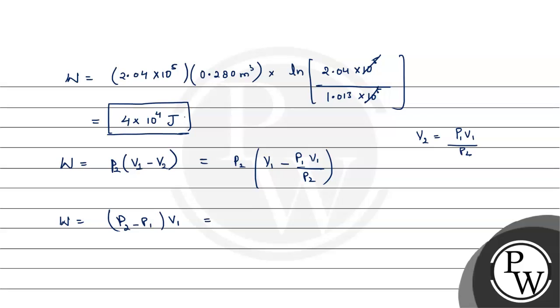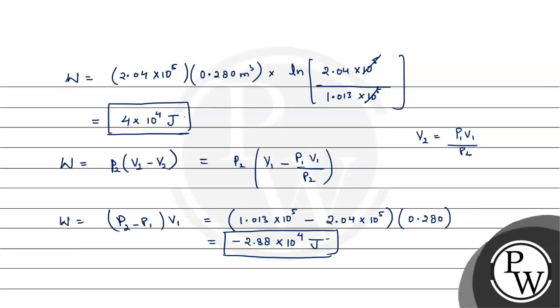So it will be equal to 1.013 into 10 to the power 5 minus 2.04 into 10 to the power 5, into 0.280. On performing this calculation, we get it equal to minus 2.88 into 10 to the power 4 joule. So this is our work done in the second case.